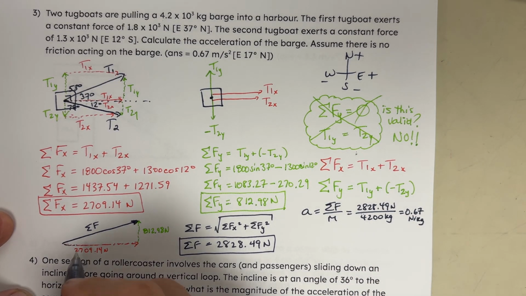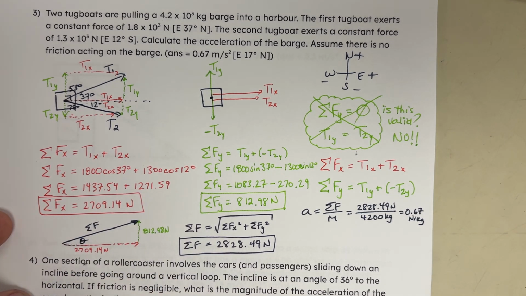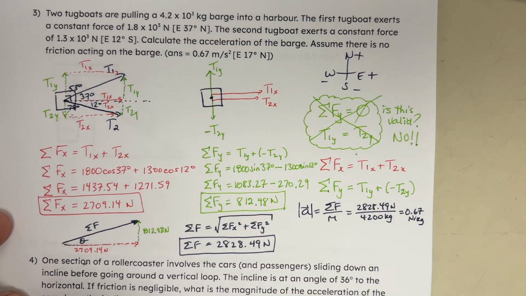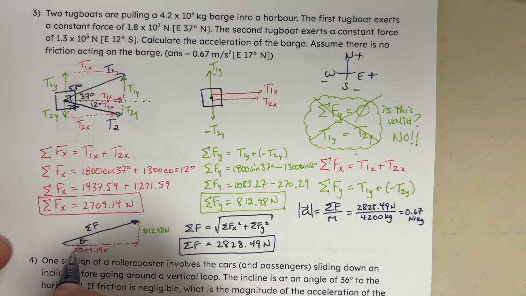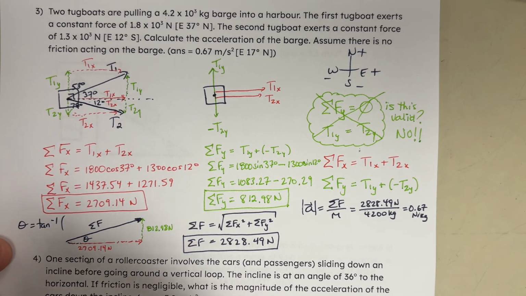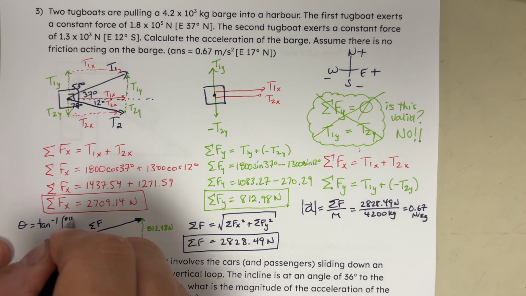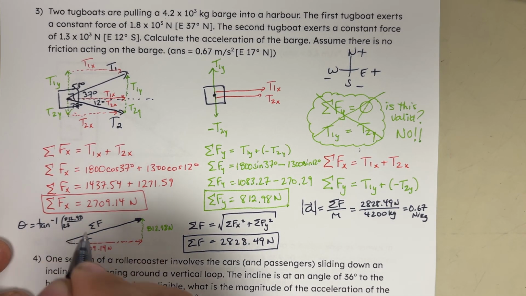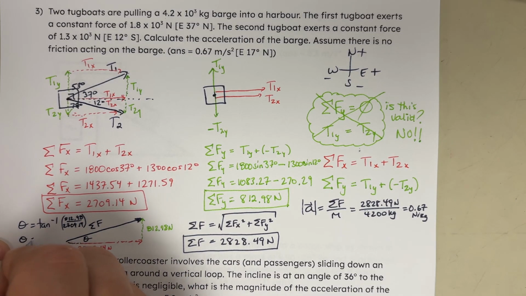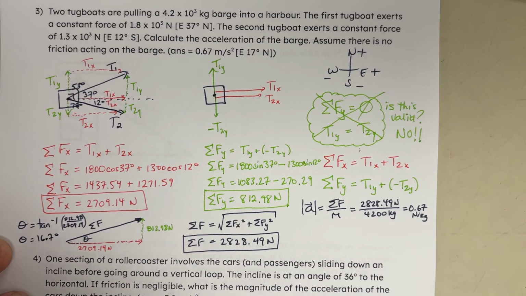And the last thing we need here is we need to know this angle right here, because we are dealing with acceleration, which is a vector. This is just the magnitude right here. But we actually need the arctan to figure out this. So this is just my 812 number, really small here, 2709 14, and that comes out to 16.7 degrees.